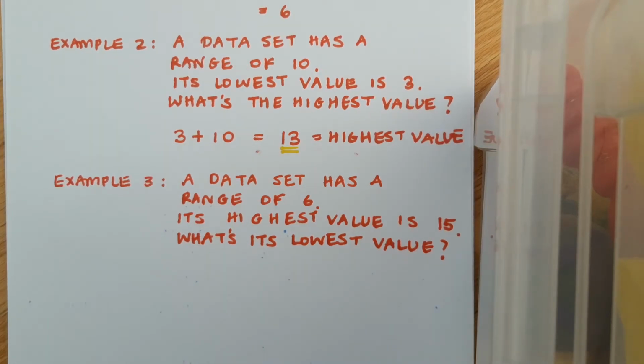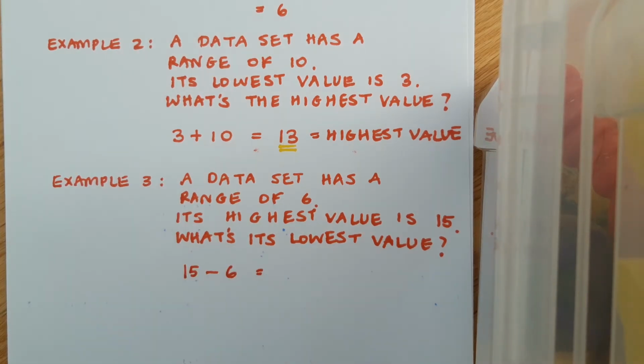Here's another example. A data set has a range of 6. Its highest value is 15. What's its lowest value? Well, again, this is easily done. If we know what the highest value is, we can simply subtract the range to find the lowest value. In this case, the lowest value is going to be 9.